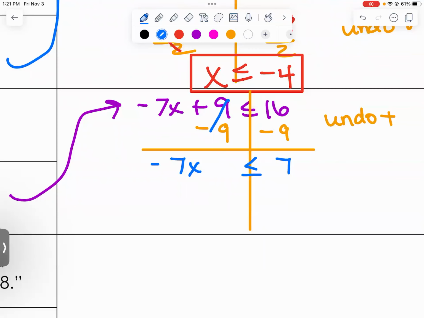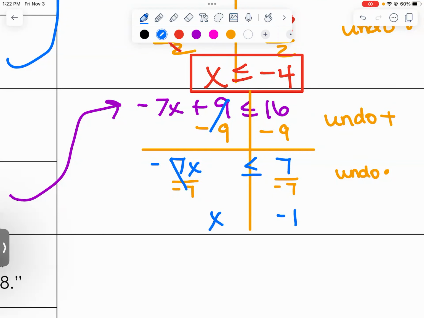So, Tatum, what do we need to do next? Now we need to divide negative 7 by 7. But then you have to flip it. I knew that. Okay, so 7 divided by negative 7 is a negative 1. Okay, these 7s cancel out.